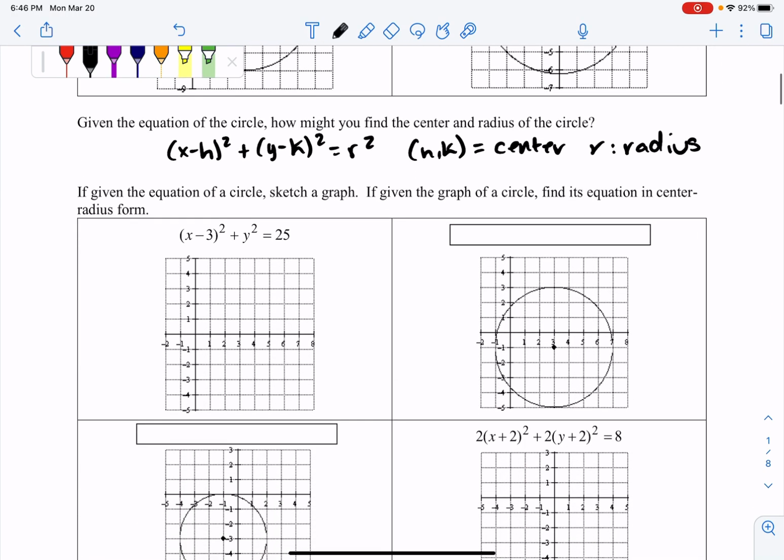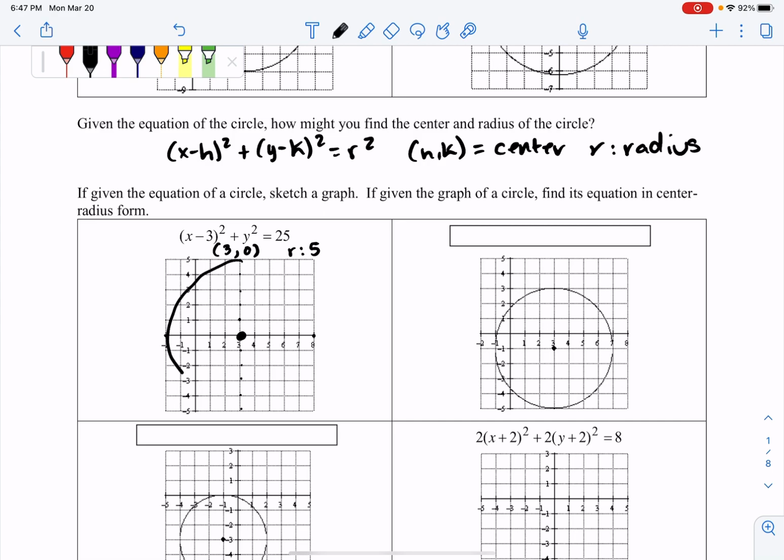All right. If we want to graph this, we want to first identify our center, in this case, 3, 0. So we're going to go over 3, up 0. And then our radius is going to be the square root of 25, which is 5. So I'm going to go up 5, down 5, to the right 5, and to the left 5. And my circle is extending all the way to the maximum edge around here. So that is how we graph this, given the equation.